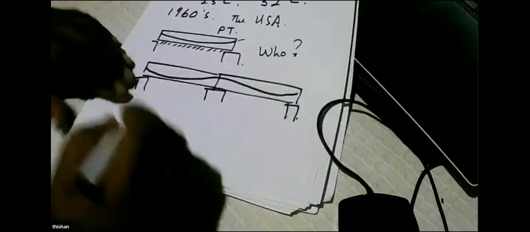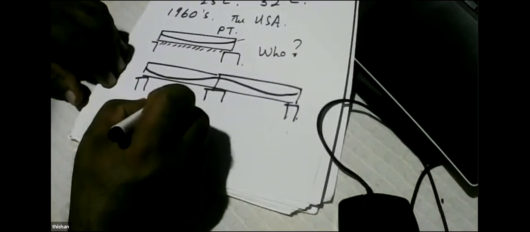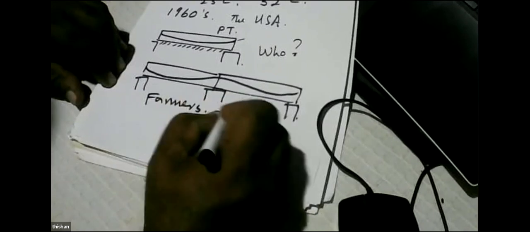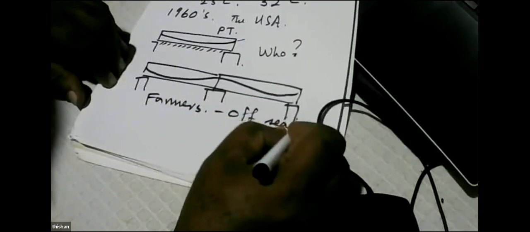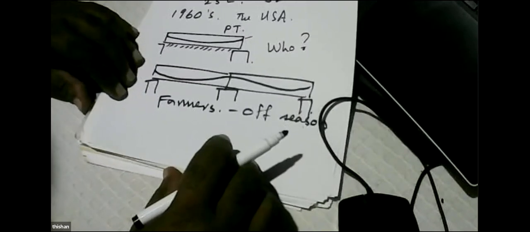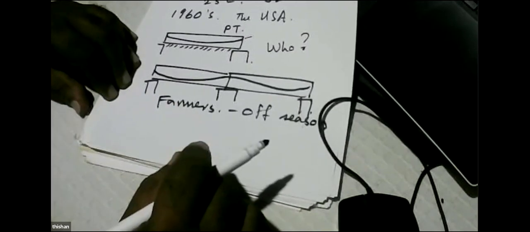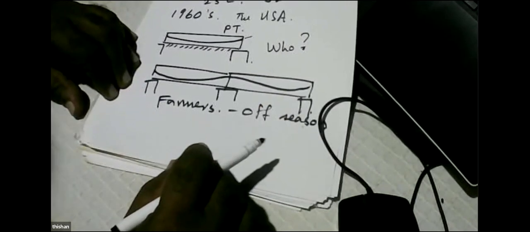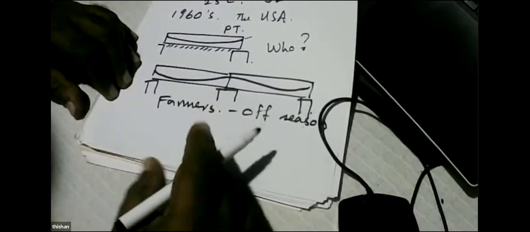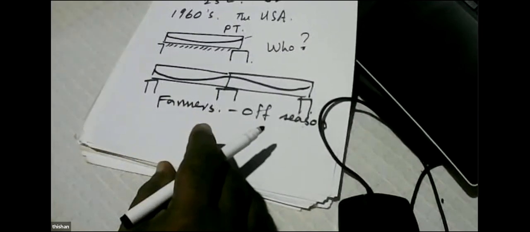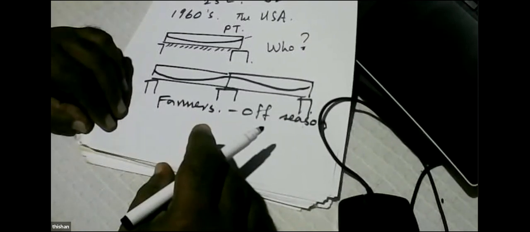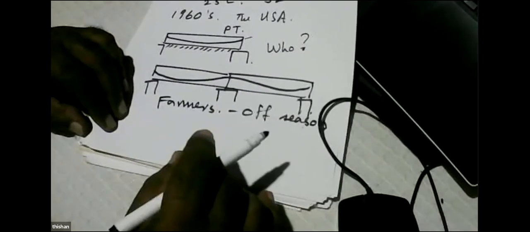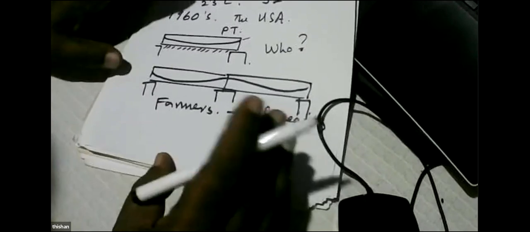Then you will ask, who constructed these? Those were constructed by farmers in the off season. During the winter season, they can't do cultivation, so they might do bridges in the season that they don't have farm work. So you can see, that's why slab bridges became so popular, because people without much technical training can construct these bridges once there's sufficient supervision, because these bridges are very simple.